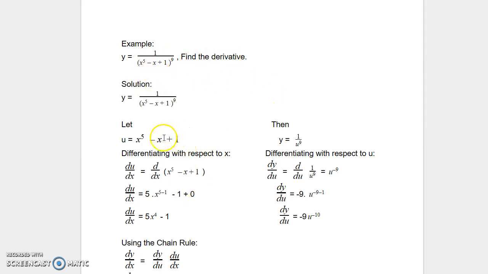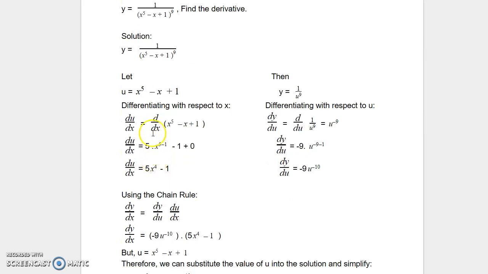Here again, we want to be able to identify the inside function and then also identify the outside function. Let's call the inside function u, and therefore let u be equal to x to the power of 5 minus x plus 1, and therefore y will be equal to 1 over u to the power of 9. We can differentiate u with respect to x because u is a function of x. We can differentiate y with respect to u because y is a function of u. Now let us start here.